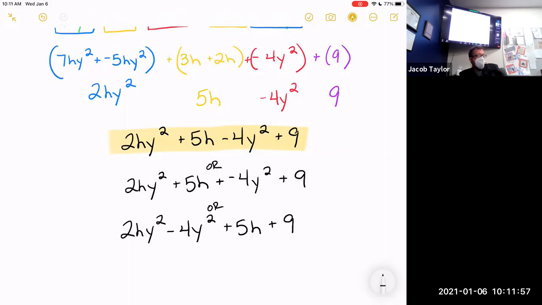Does anyone have any questions for me about adding or subtracting polynomials? Zoomers, any questions about adding or subtracting polynomials?